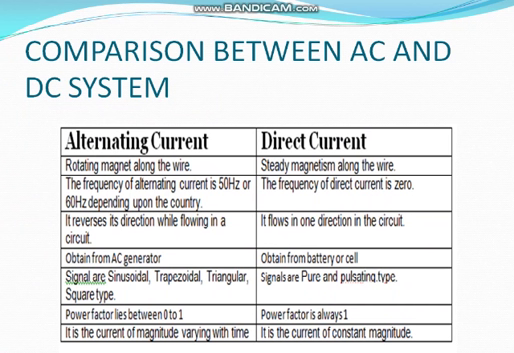The AC current is obtained from an alternator or an AC generator, and the DC current is obtained from a battery or cell. The signals of AC current are sinusoidal, trapezoidal, triangular or square, but in case of DC, it is pure or pulsating type, pure for full wave rectification and pulsating for half wave rectification.